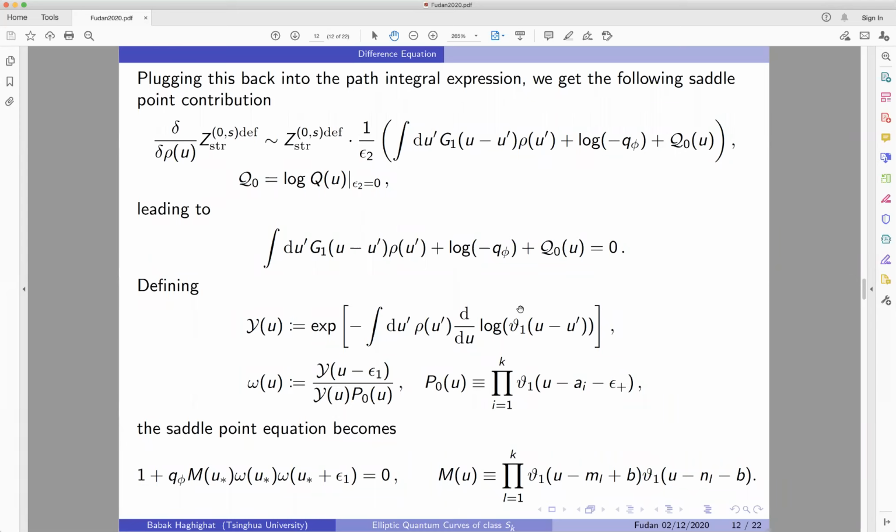Well, yeah, it is done maybe by Nekrasov. I mean, this kind of path integral picture. Rewrite everything with this eigenvalue density. This trick is due to Nekrasov and Okounkov.